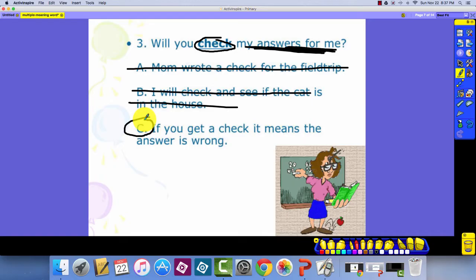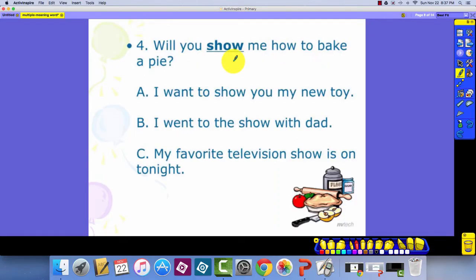So she's clearly checking her work, just like you guys would check your spelling pretest. Try number 4. Okay, so our next one is, will you show me how to bake a pie? So I want to see which sentence uses show in the same way. And show could mean a couple different things. Show could be watching a TV show or watching a movie. Or it could mean to display something, to demonstrate something, okay?